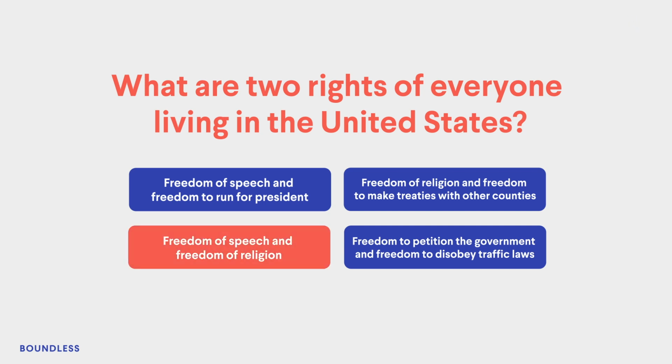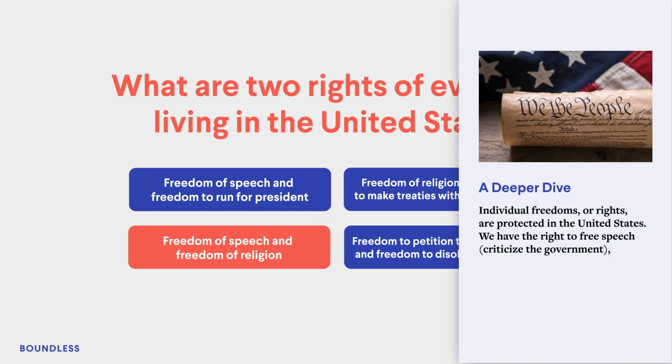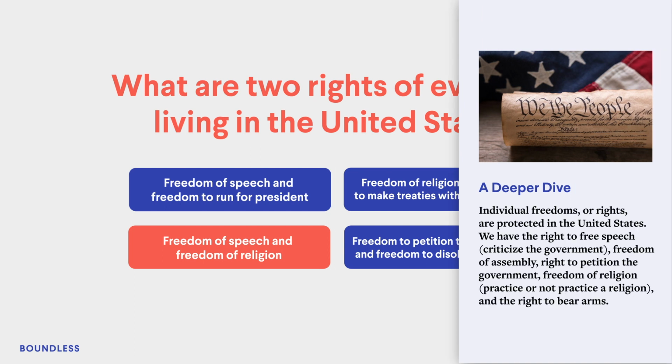Answer: freedom of speech and freedom of religion. Individual freedoms, or rights, are protected in the United States. We have the right to free speech, criticize the government, freedom of assembly, right to petition the government, freedom of religion, practice or not practice a religion, and the right to bear arms.